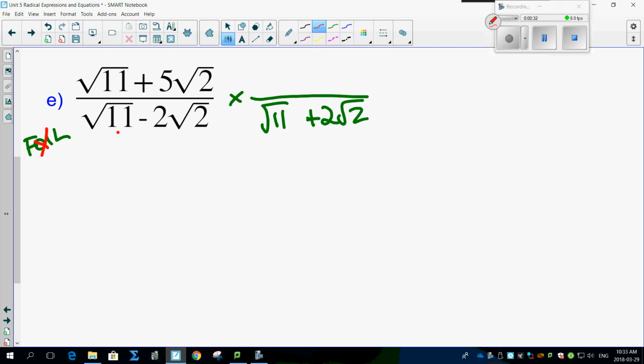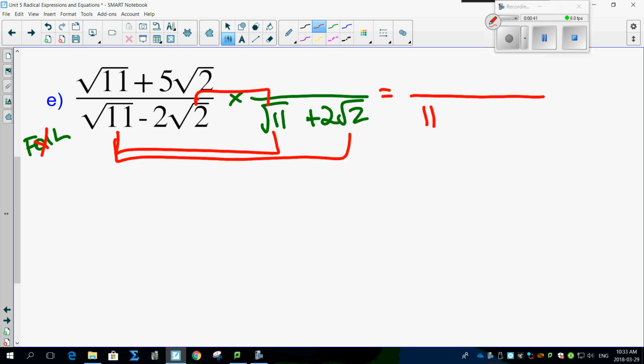Here we go. Root 11 times root 11. That's easy. That's just 11. Then you can skip over the outer and the inner. Don't forget, you can just skip right over it, and you're going to go right to the last. And if you look at the last, it's minus 2 times 2, which is minus 4, and then you've got your root 2 times root 2. That's just 2.